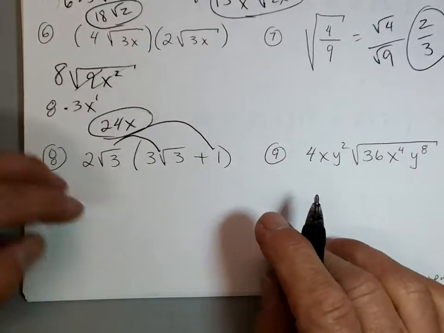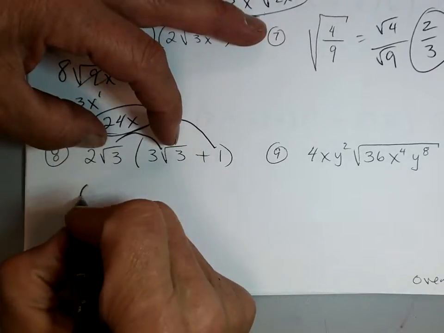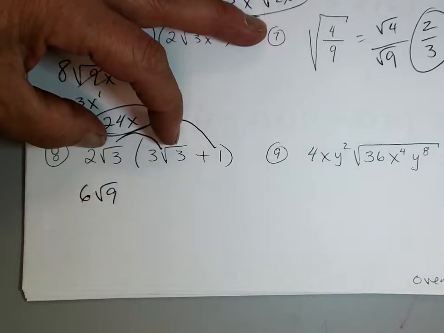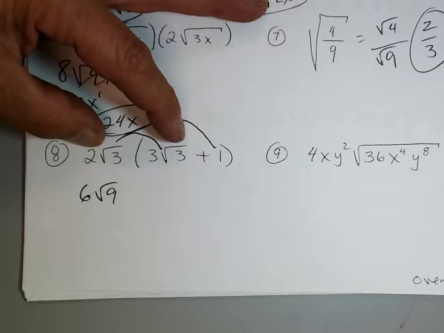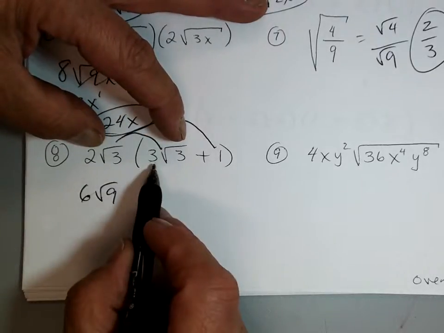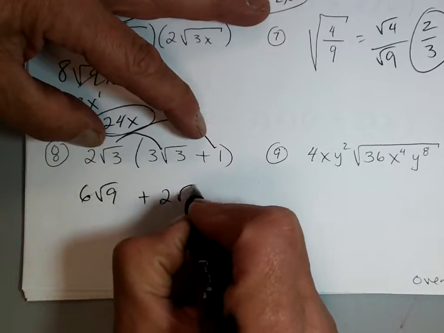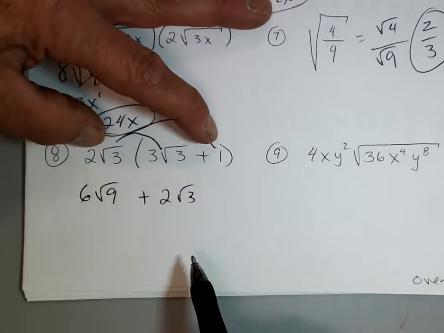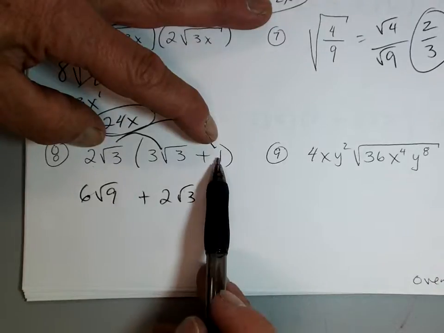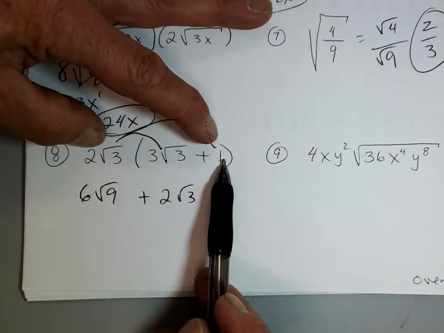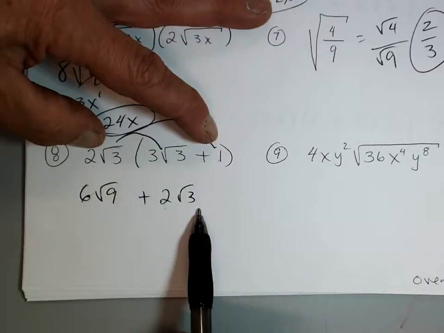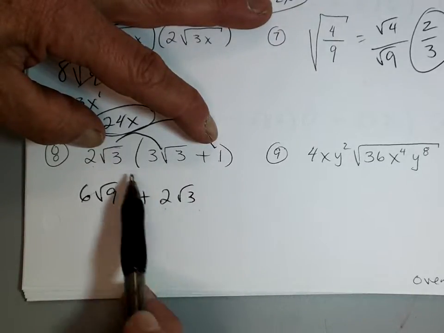Okay, 6 square roots of 9. Do you see it? 6 square roots of 9. 2 times 3, 3 times 3, plus 2 square roots of 3. Now this one's a little tricky, but you have to multiply whole numbers with whole numbers. So the 2 times the 1 makes the 2, and the square root of 3 just comes along. It's like multiplying with x's, okay?